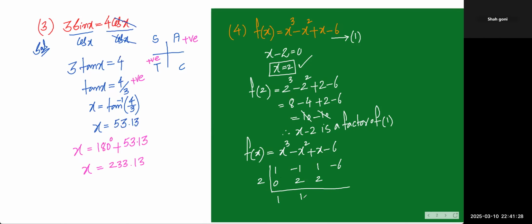Sorry, sir, start this again. I didn't get this last part. So I got 1, minus 1, minus 6. After that, what did you do? 2 is one factor we already know, no? Yeah, 2 is a factor.